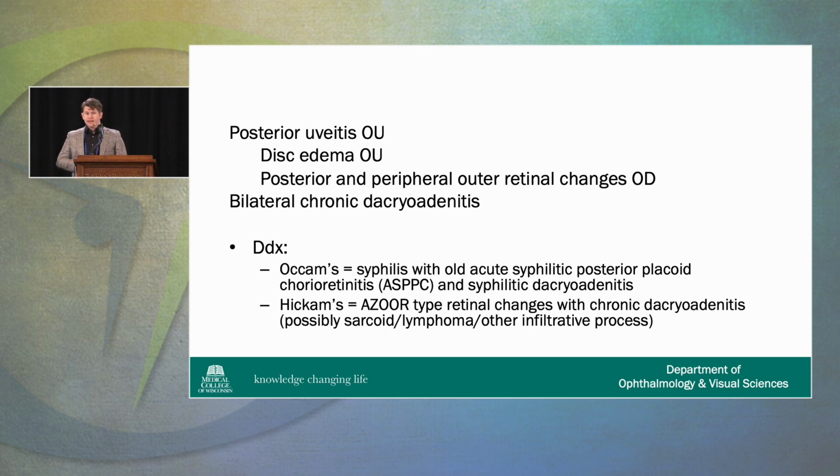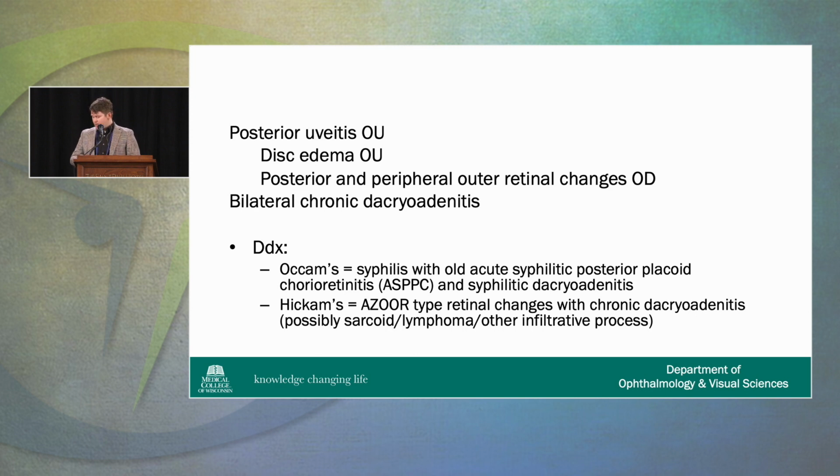Or we could say he's got Hickam's dictum. Hickam's dictum is that patients can have as many things as they want to explain their different diseases. They live long lives. They can have 2 or 3 things going on. In that scenario, we have something completely different. Maybe this is an ARN that he had in the past in this right eye, and then he's got some unrelated chronic dacryoadenitis, probably sarcoid, but maybe something more infiltrative like lymphoma.